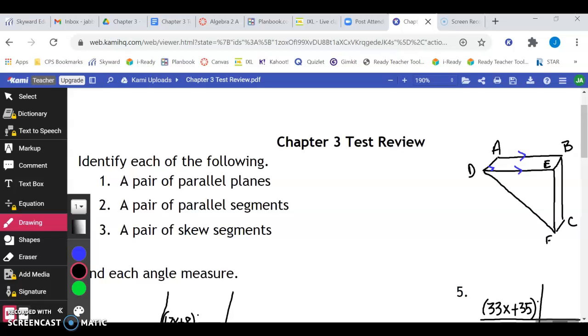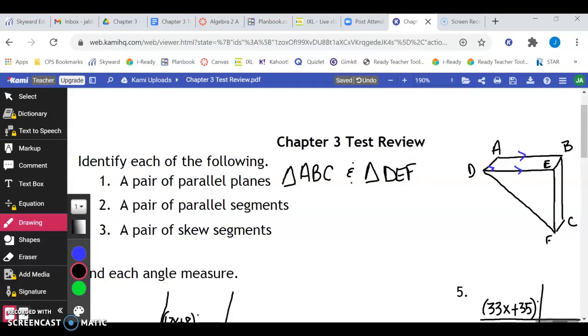The triangle that's in the front also has that same triangle in the back that we really can't see. So those two would be parallel. If we were to extend those triangles and make them bigger, they are never going to touch. So a pair of parallel planes in this figure would be triangles ABC and triangle DEF.